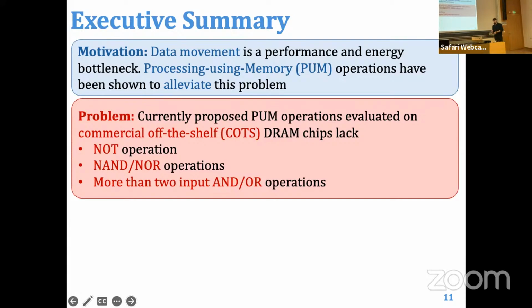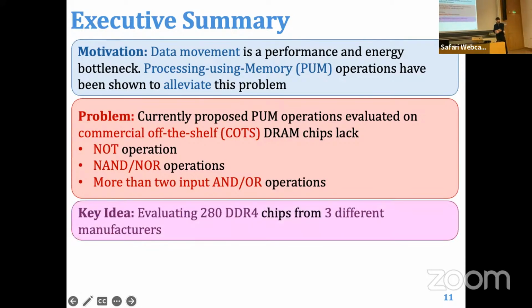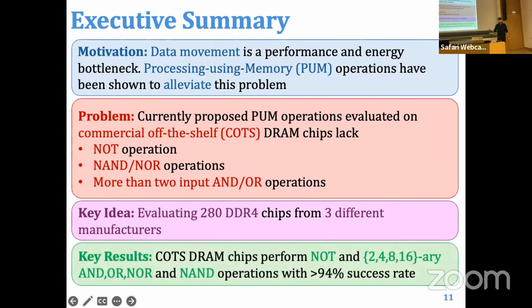And despite having AND and OR operations with 2 operands, we do not have AND and OR operations with multiple operands. So this work aims to propose mechanisms for these operations, leveraging the open bitline architecture that we saw. They evaluate these mechanisms with 280 DDR4 chips from 3 different manufacturers. And these are some preliminary results: the DRAM chips perform the NOT operation and multi-input operations with more than 94% accuracy. And this is shown in commodity chips, which is really important.